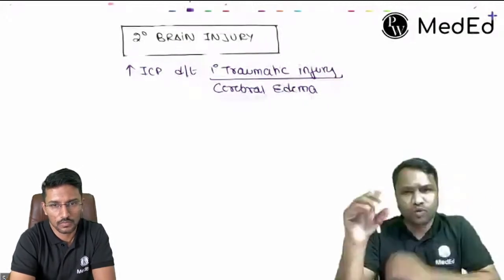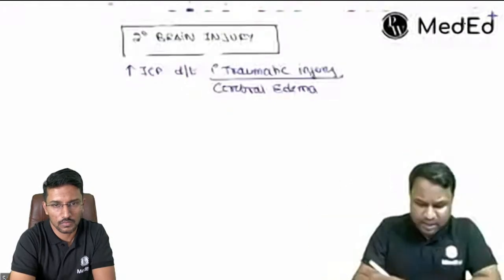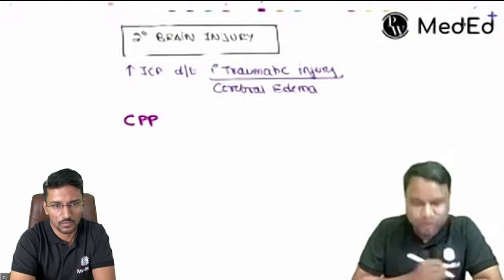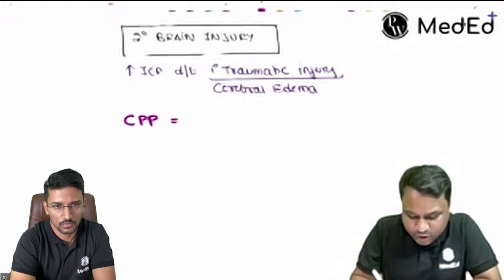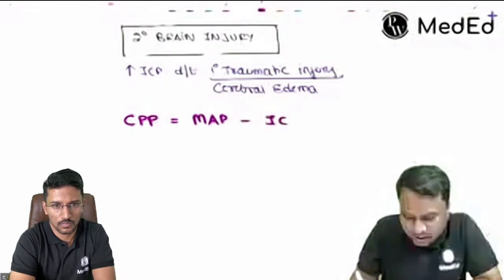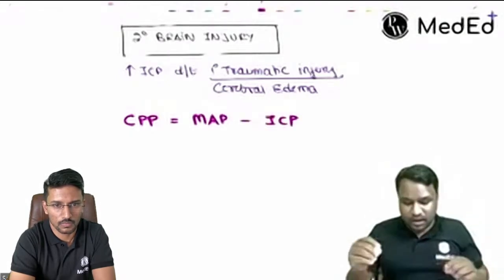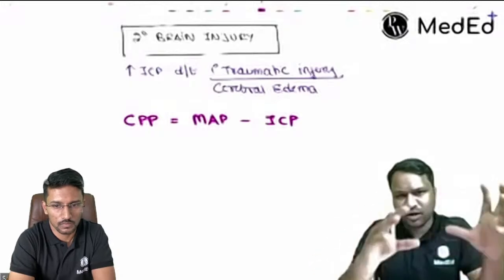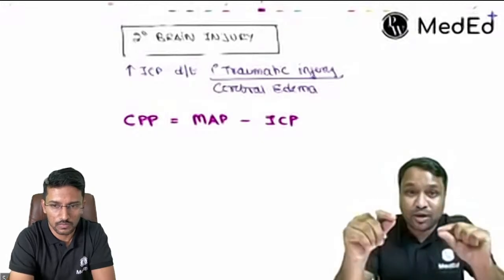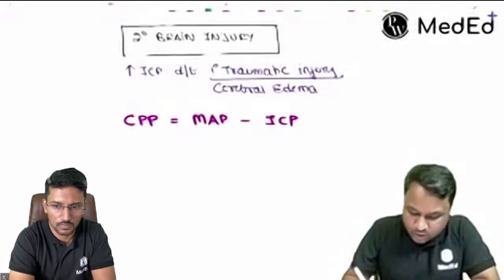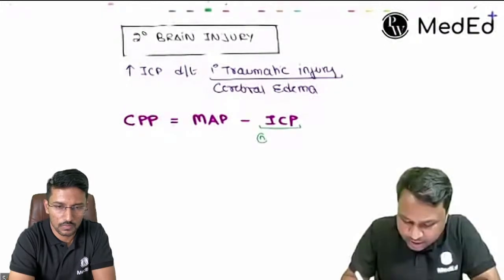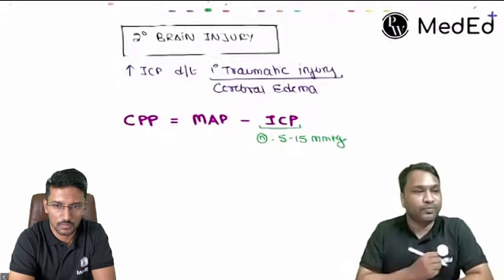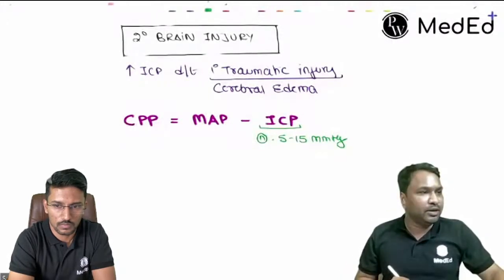In order to conclude everything, you need to understand how the brain is perfused, and the perfusion is what we call the cerebral perfusion pressure. How do you calculate the cerebral perfusion pressure? It is calculated as mean arterial pressure minus intracranial pressure, right? It is the pressure required to perfuse the brain. We already know that the normal intracranial pressure is 5 to 15 millimeters of mercury.